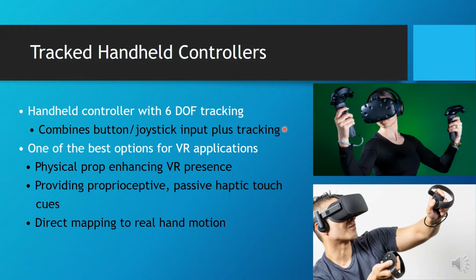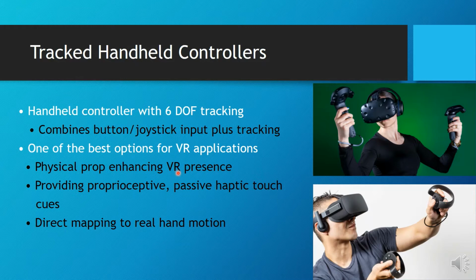Based on this figure on my right-hand side, this is an example of tracked handheld controllers, where you can use your hand to track, and you can also use this for virtual reality environment interaction. And this tracked handheld controller is one of the best input device options for VR applications because it can enhance presence, the feeling of being there.